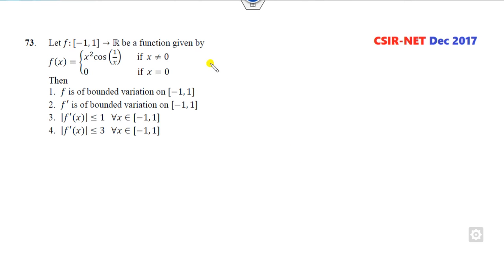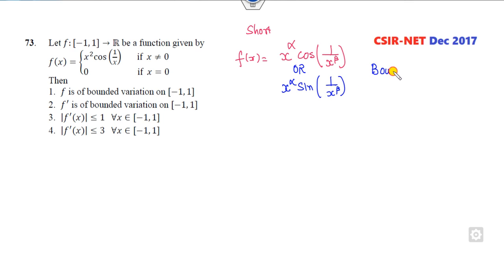Okay, look at the last question. Which of the following is of bounded variation? So what is the shortcut trick for bounded variation? Whenever the function is of this form, x raised to power alpha cos(1 over x raised to power beta), or x raised to power alpha sine(x raised to power beta), then it is said to be of bounded variation whenever alpha is strictly greater than beta, remember. So if I compare the first option, 2 is greater than 1. So yes, it is a bounded variation.